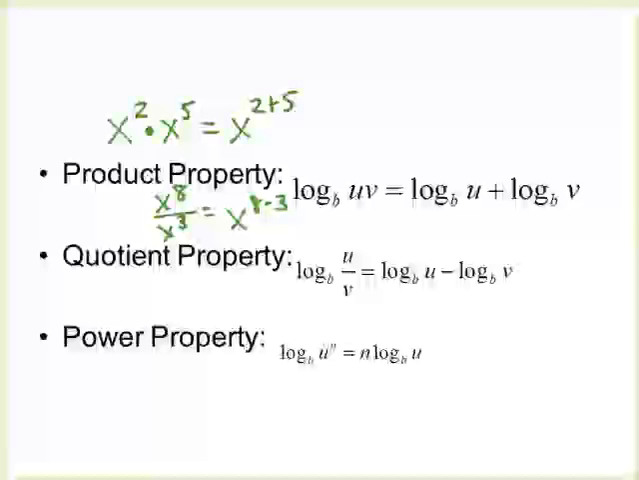And our third property is our power property. So when I had x squared to the 3rd, what did we do with those exponents? Multiplied them. So we would have x to the 2 times 3. So there should be a relationship between powers and multiplication. And that's what this last property says, is if I have a power, I can drop it down in front and multiply that power by the log.